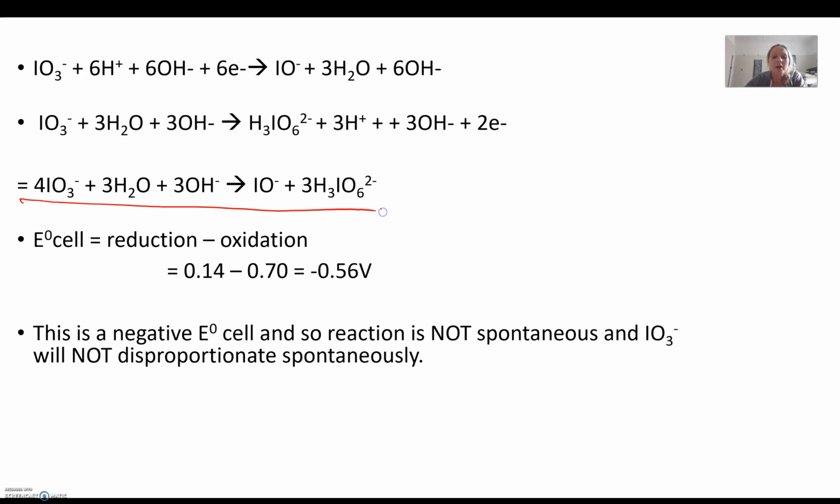And here's the full equation. Please note that to get full marks in this section of your exam, you have to do the full balanced equation, or else they don't give you full marks. And you'll see that this one produces a negative voltage, and because it's negative, it's not spontaneous and it won't disproportionate. And that's how we answer that question. Any questions, let me know.